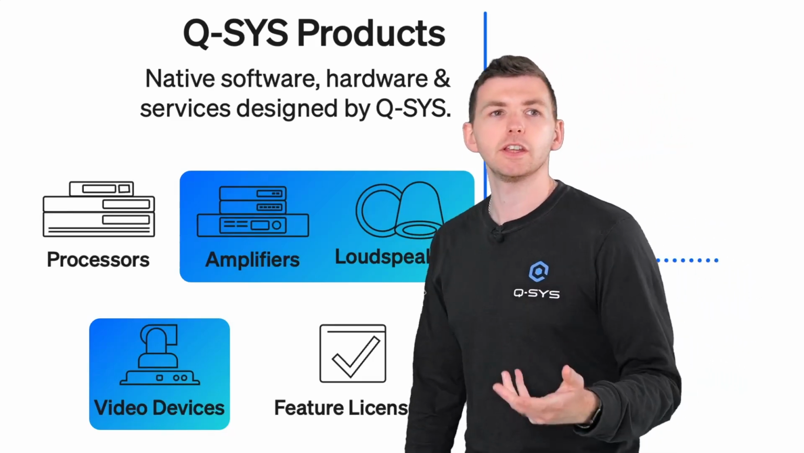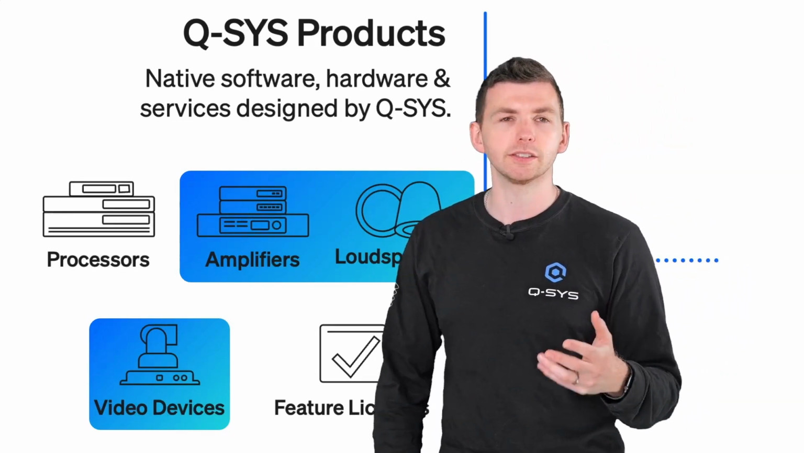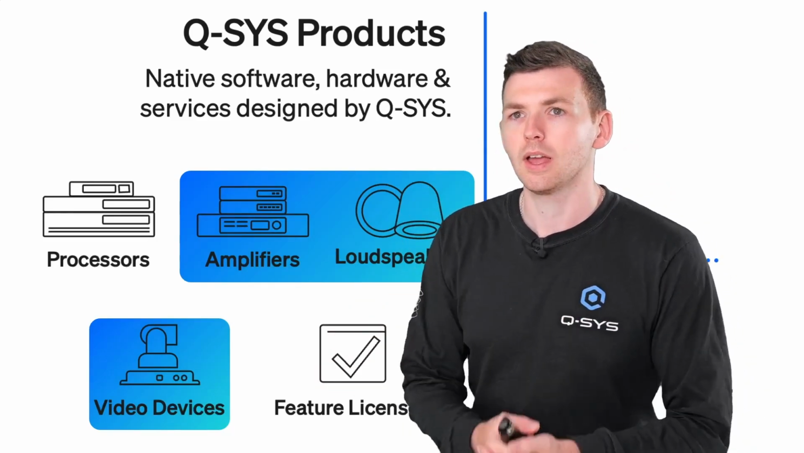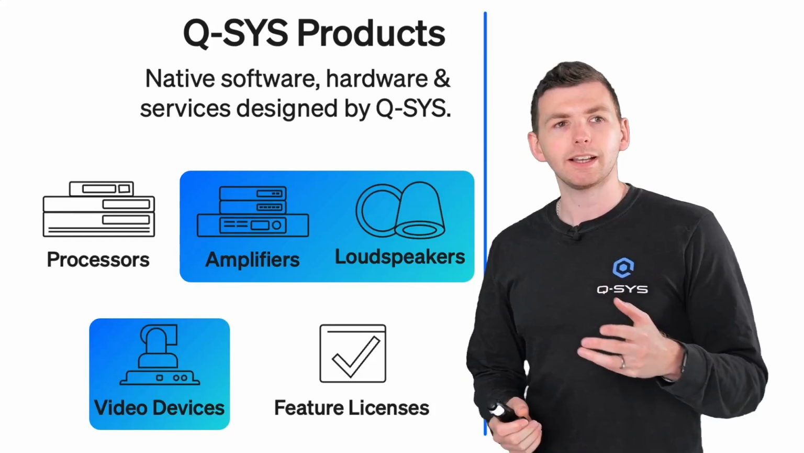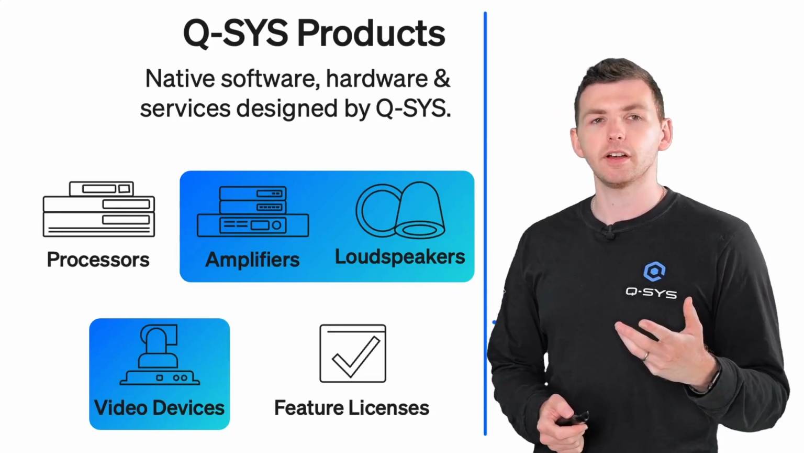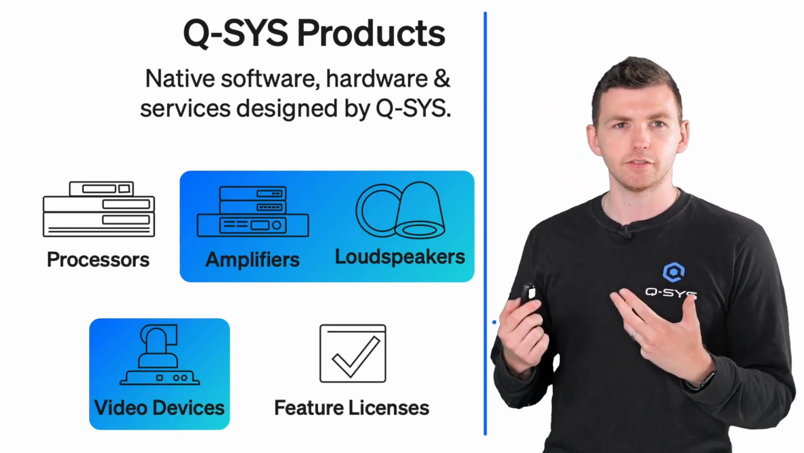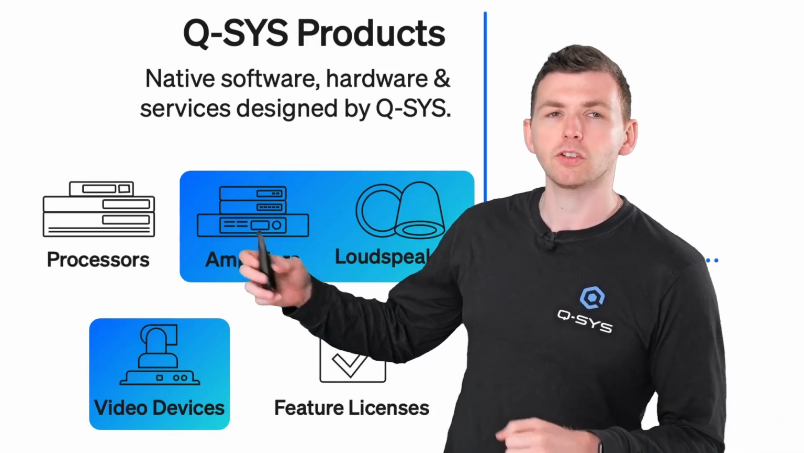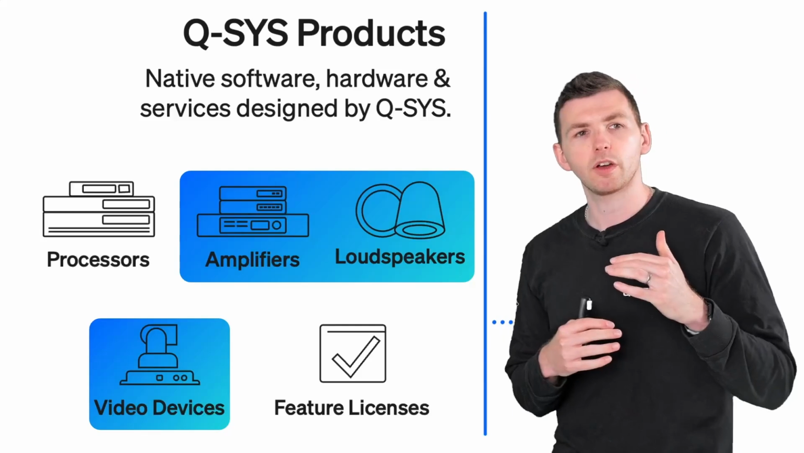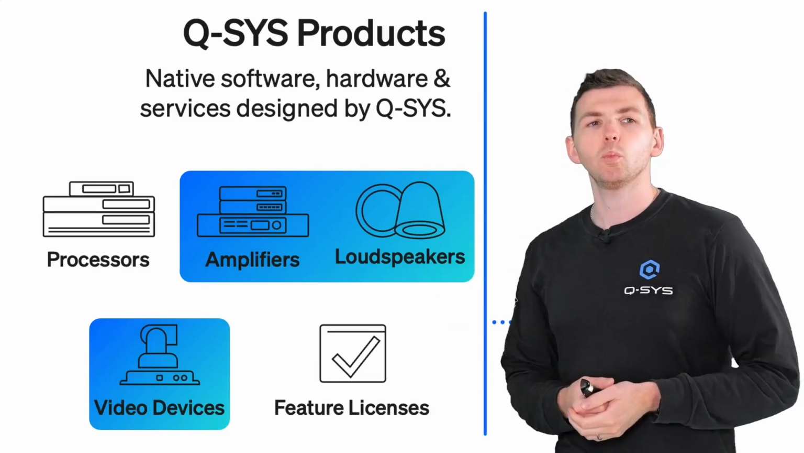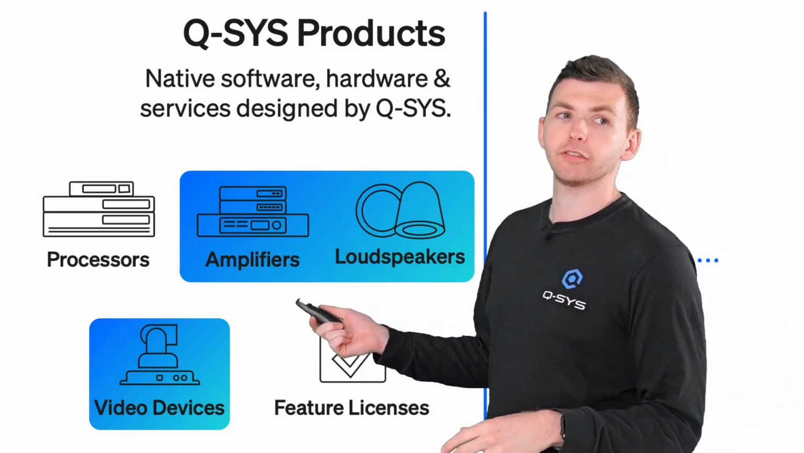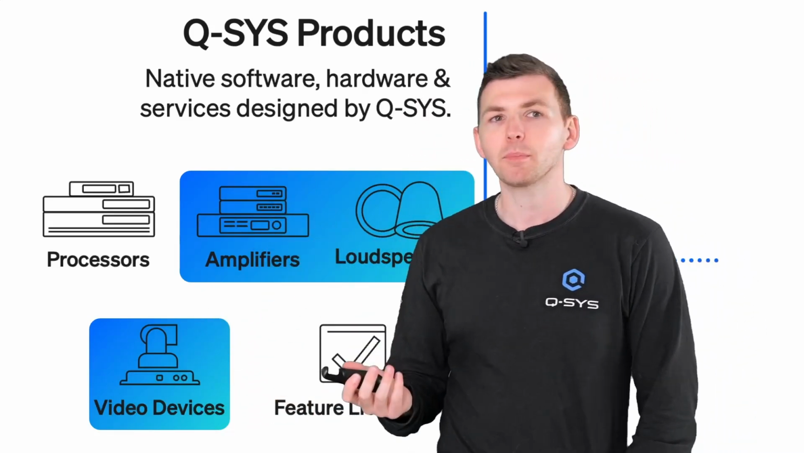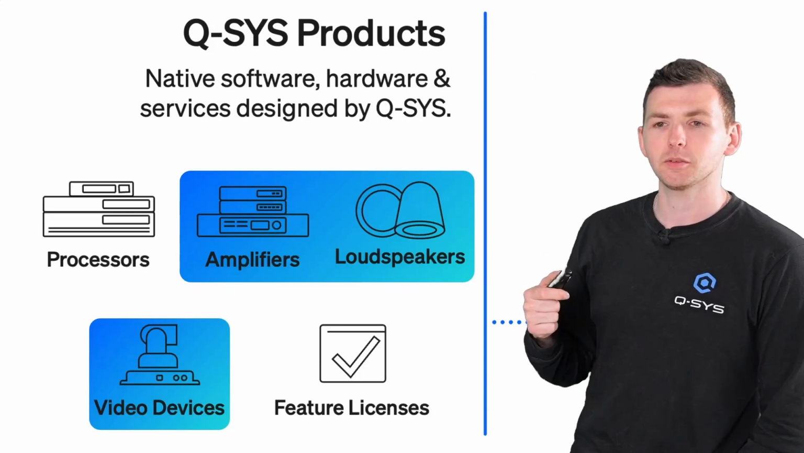Let's have a little look at Q-SYS peripherals, because here we're going to be talking about amplifiers, loudspeakers, video devices, also control devices, any peripheral that you can think of when it connects to an AV system. Typically, again, these are all very different devices that all work in very, very different ways. But with Q-SYS, much in the same way as the processors are all built on this single software-hardware foundation, it's the same thing with the peripherals.